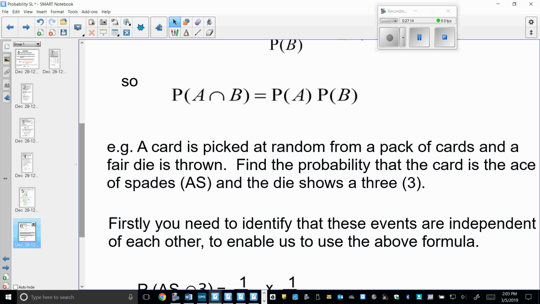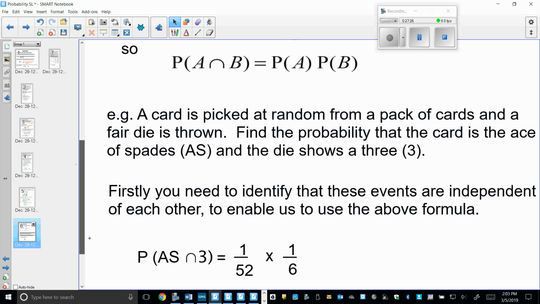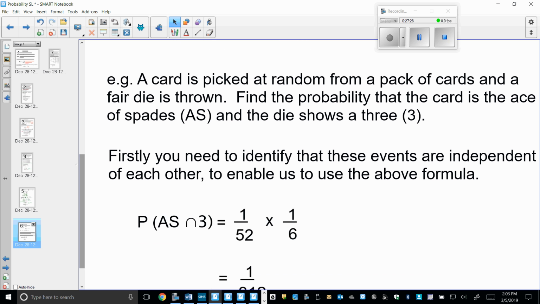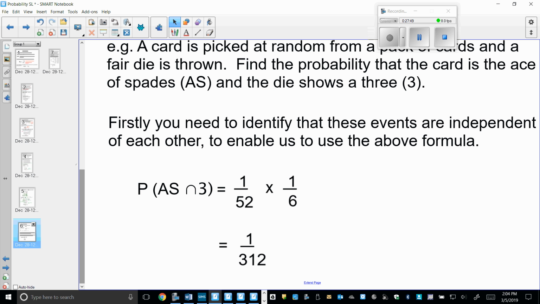A card is picked at random from a pack of cards, and a fair die is rolled. Find the probability that the card is the ace of spades, so we call that AS, and the die shows a 3. So there are the two situations. Firstly, we need to identify these events as independent to enable us to use the above formula. Rolling a die and picking out a card, the two are not going to affect each other. So the intersection would be 1 over 52 multiplied by 1 over 6. Remember, top times top, bottom times bottom. Done. Pretty easy.